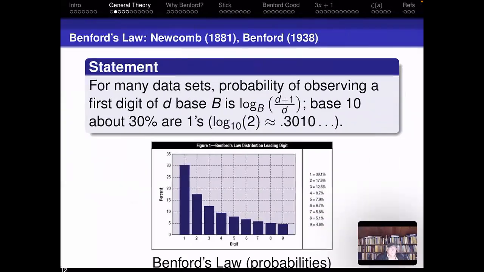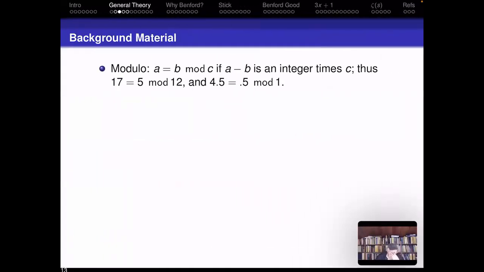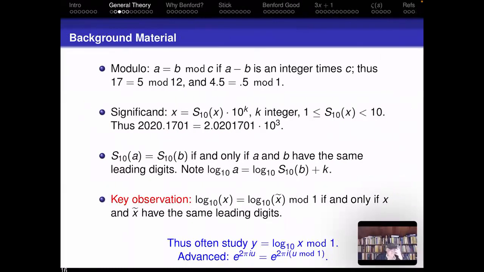All right, so what I want to do is talk very briefly about the general theory. For many data sets, the probability of observing a first digit d in base B is going to be log base B of (d plus 1) over d. So again, in base 10, about 30% of the time you'll see a 1, going down to about 4.6% of the time for a 9. Oops. All right, this seems to be an older version of the slides that I've just loaded, but not a big deal.